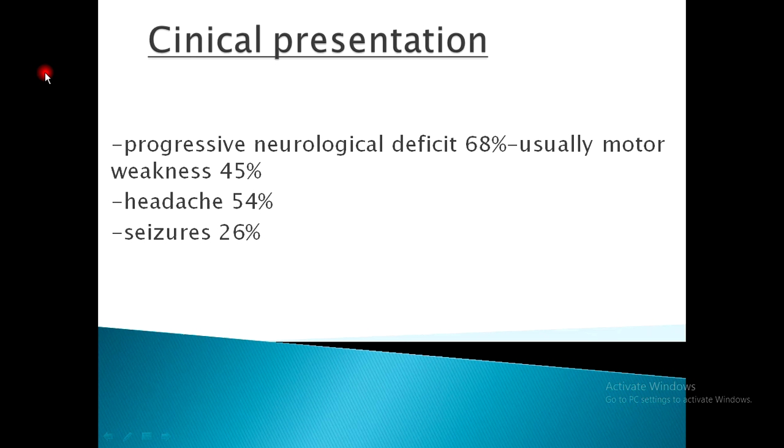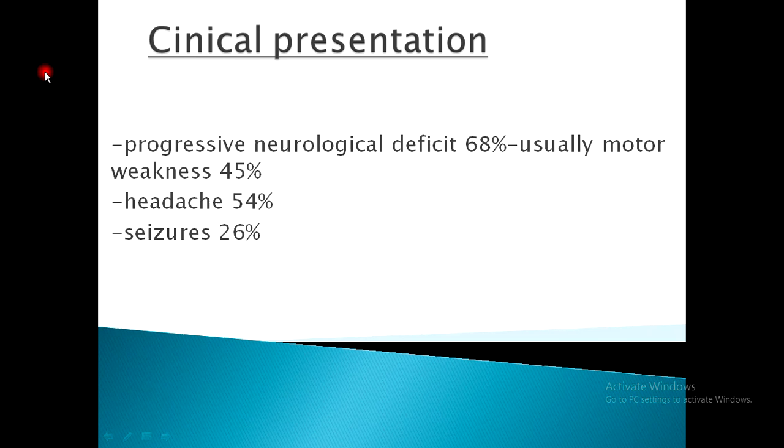Now, what is the clinical presentation? The most common clinical presentation of CNS tumors is progressive neurological deficit, which is about 68%, and usually it is motor weakness in 45%, followed by headache in 54% and seizures in 26%.